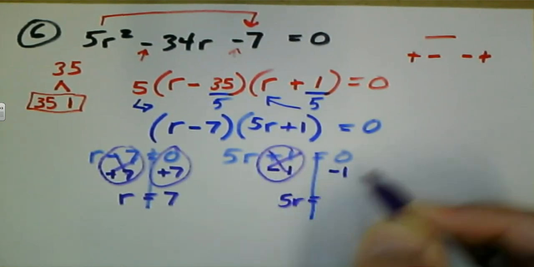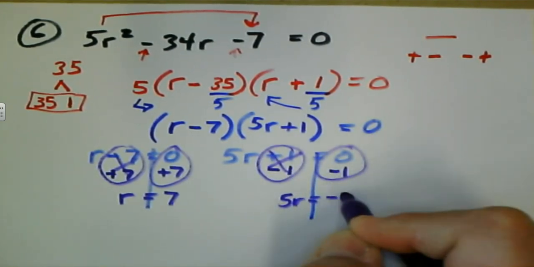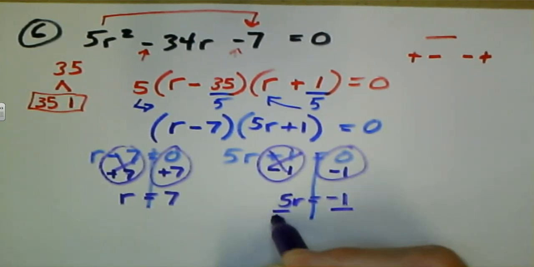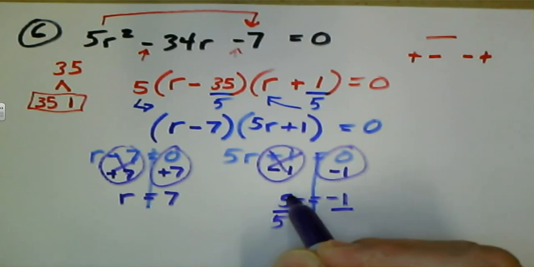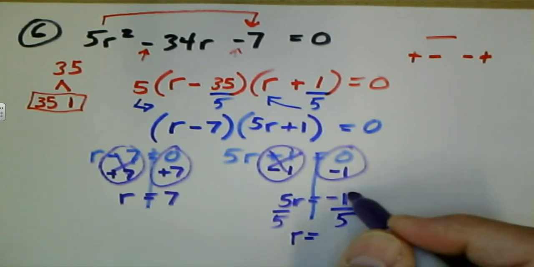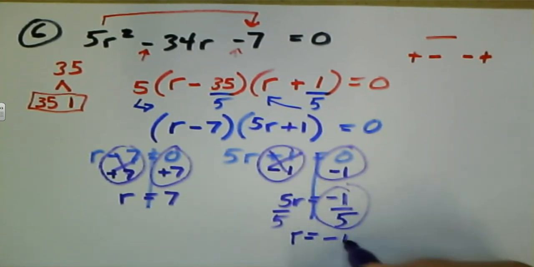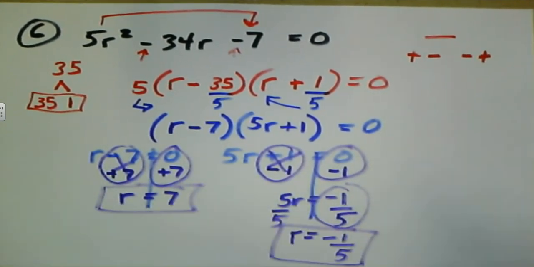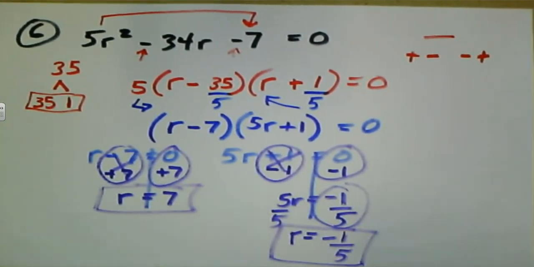We have 5 times r. And then 0 minus 1 is -1. And finally, to get rid of that 5, since it's multiplied, we divide. 5 divided by 5 is 1. 1 times r is just r. And when we do this, it just stays as it is. We're not going to use decimals, guys. So leave it as an improper fraction.